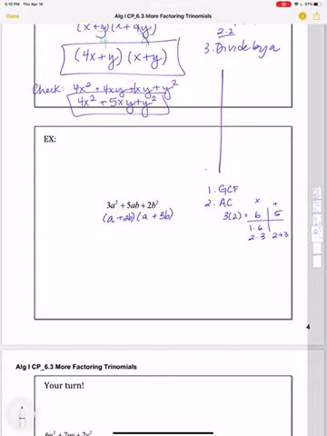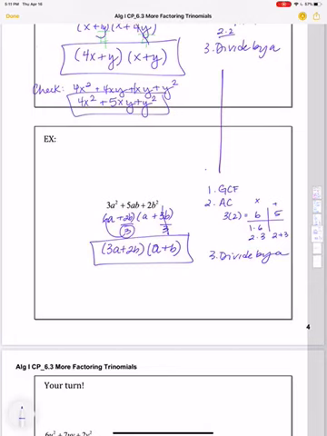B. And then divide, step 3, divide by a. So that's 3 and 3. So this first one, 3 does not go into 2, so it's 3a plus 2b. And then this goes in once, so it's a plus b. And that is your final answer. And you can, of course, check it if you would like.